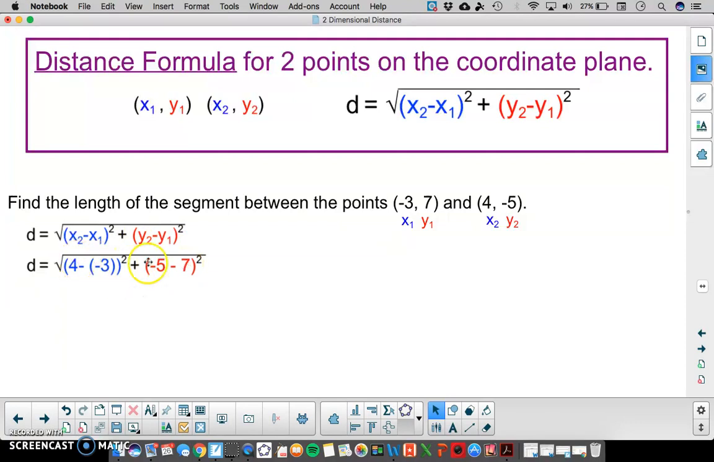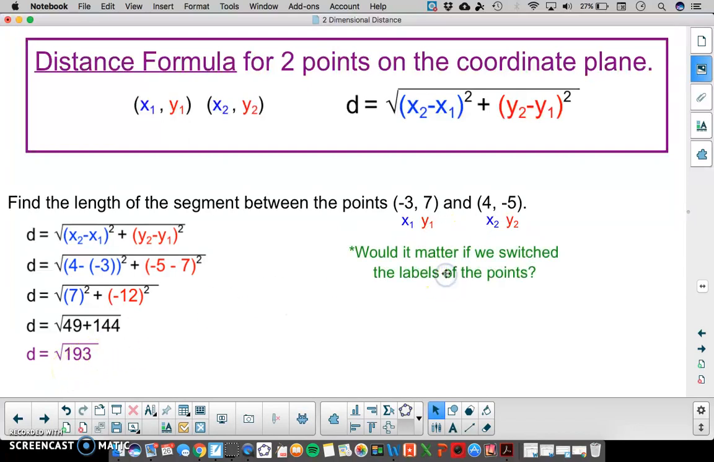From here, just follow order of operations. Do parentheses first to get 7 squared plus negative 12 squared, all under the square root. 7 squared is 49, negative 12 squared is a positive 144, and add 49 plus 144, and we have the square root of 193. 193 cannot be simplified underneath the radical, and so that is my final answer.